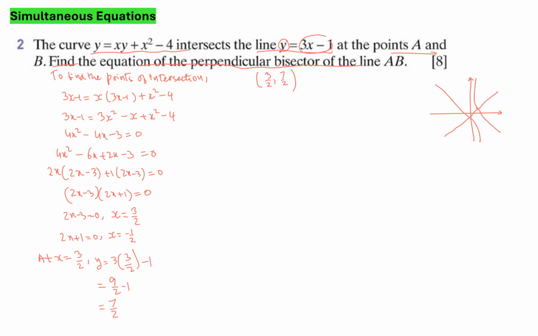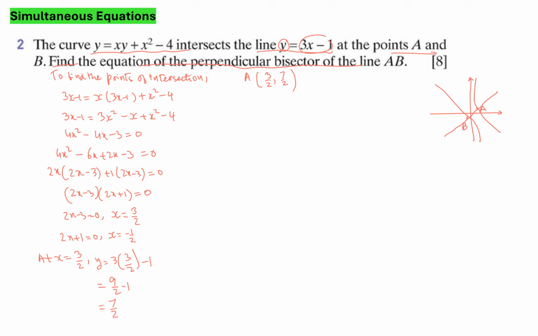So these are the 2 points that are A and B. The one with the negative signs would be B. So that's B and that's A. So I can say that A is 3 over 2, 7 over 2.